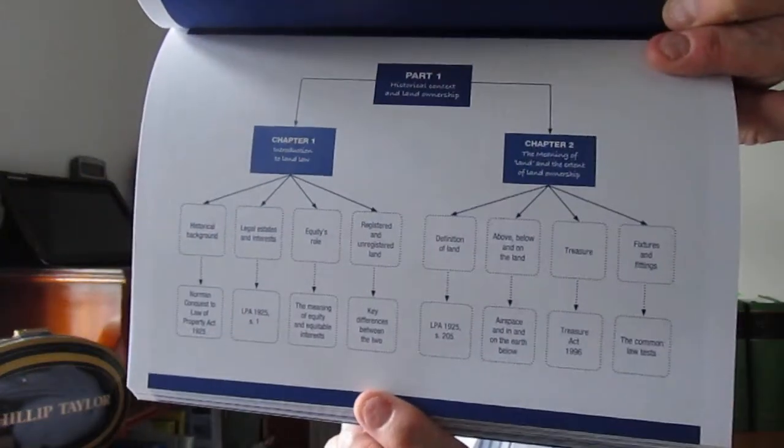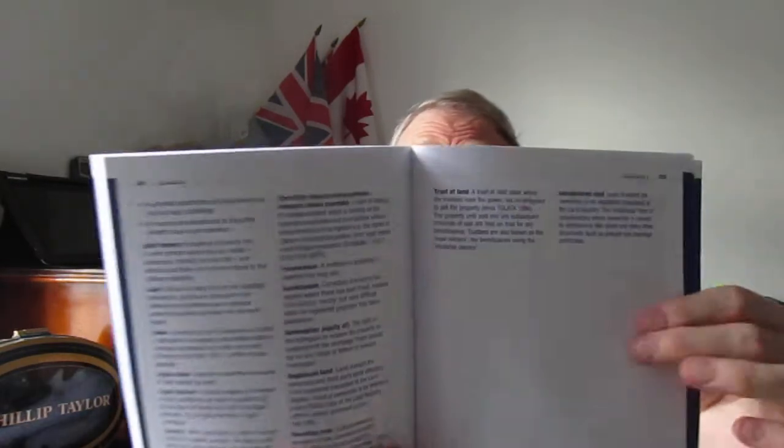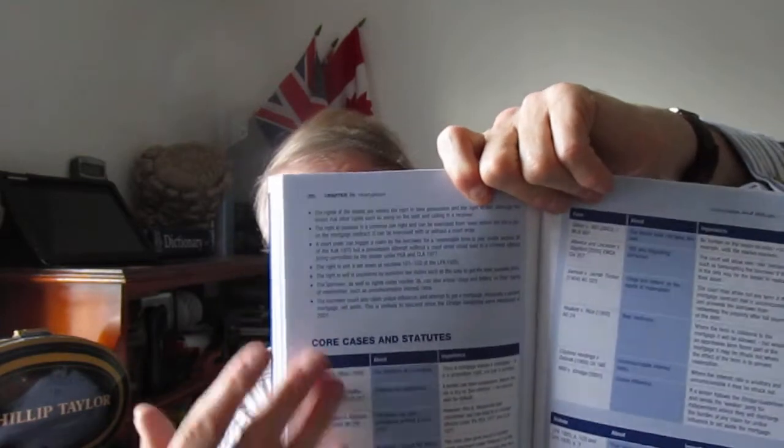Then you get into part 1, and then again you've got a nice little diagram, and it runs all the way through like that. You've got a good index at the back, so you can find things quite easily, and you've got a glossary, which you've got to have for land law. And then in addition to that, you've got a whole range of things. Core cases and statutes. Again, I think that's extremely well set out. And then you've got a lot of diagrams and so forth. Well, I think I've probably run through what's in the book itself.